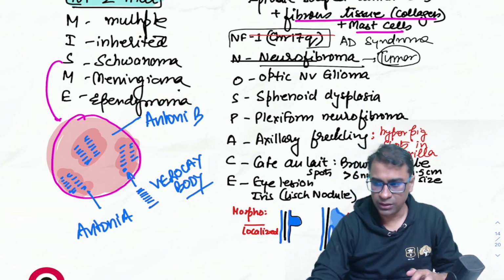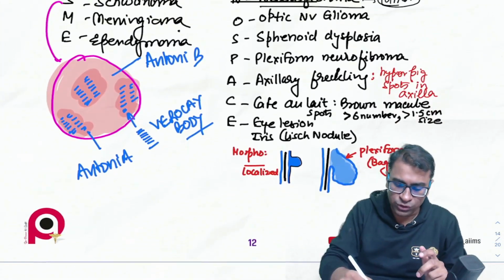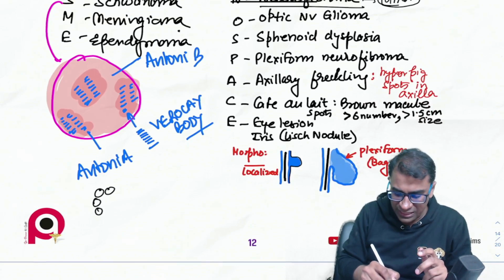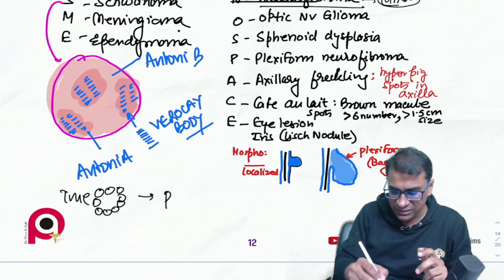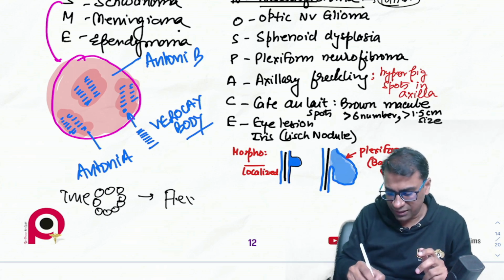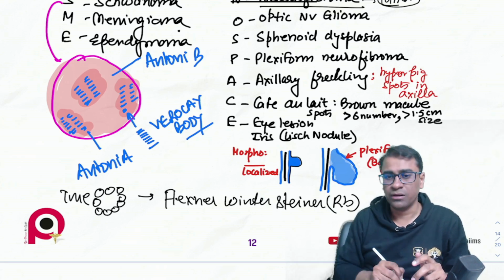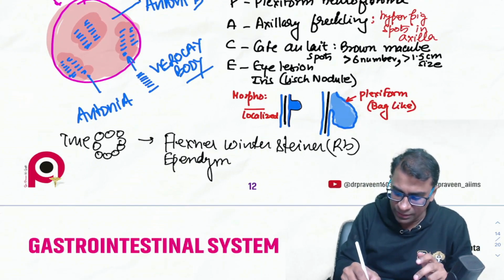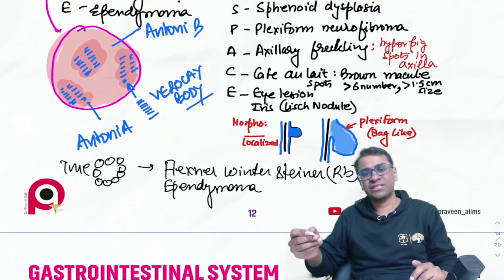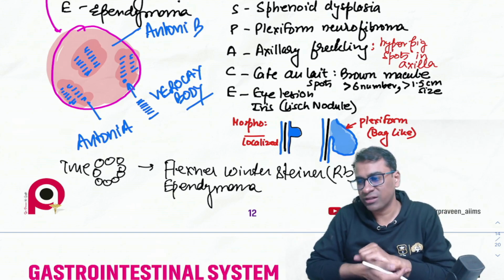Some questions are asked here on rosettes. So look, true rosettes: if it says empty lumen, it's a true rosette. And true rosette is seen in Flexner-Wintersteiner rosette. It is seen in retinoblastoma. And it's also seen in ependymoma. Whereas pseudorosette is seen in the Homer Wright pseudorosettes.